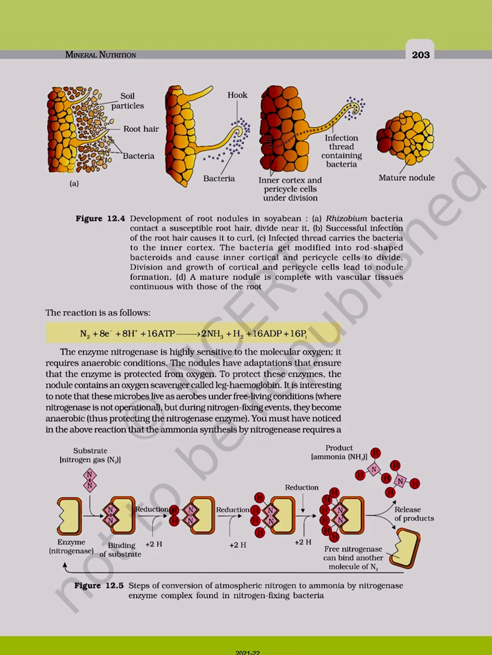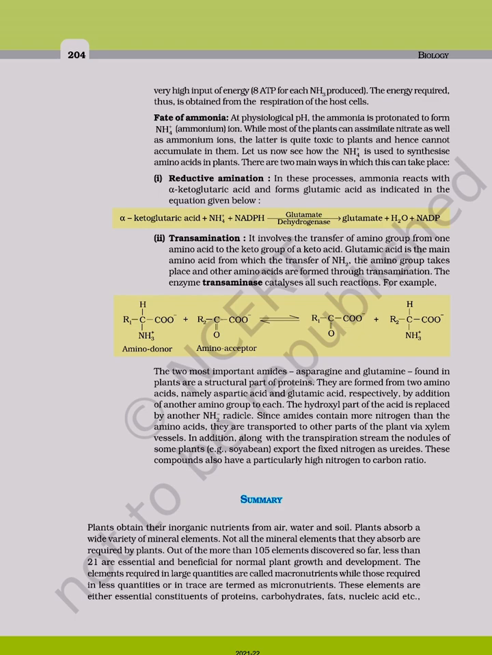You must have noticed in the above reaction that the ammonia synthesis by nitrogenase requires a very high input of energy, 8 ATP for each NH3 produced. The energy required thus is obtained from the respiration of the host cells. Fate of ammonia. At physiological pH, the ammonia is protonated to form NH4+ ammonium ion, while most of the plants can assimilate nitrate as well as ammonium ions. The latter is quite toxic to plants and hence cannot accumulate in them.